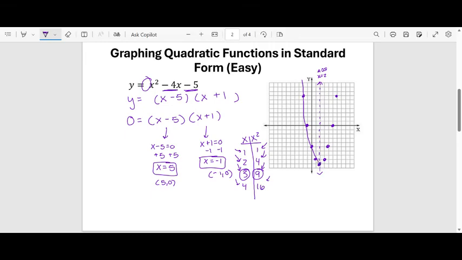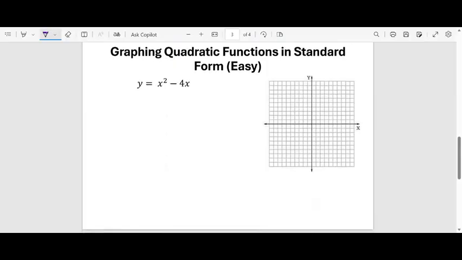Now we are going to do some standard form problems that look a little bit different, but they're still going to be factorable. So let's go ahead and try these out. You'll notice there's no c value in this trinomial, right? So there's an x squared and a negative 4x, and you're probably thinking, well, how do I factor this if I don't have anything to multiply to in the end?